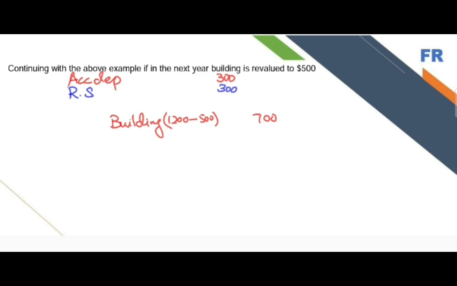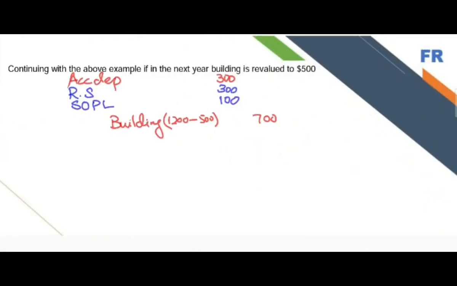Now the further decrease in the value of the asset would be recorded as an expense in the statement of profit and loss, and that is of 100. So this would be the entry if there is an increase in the value of the asset as a result of revaluation in the first year and subsequently the value of the asset has decreased.